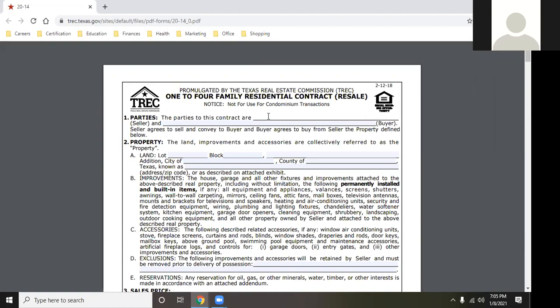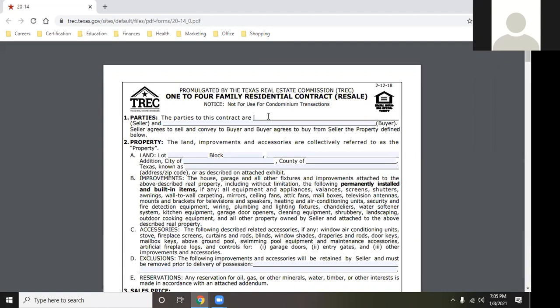Now, I will tell everybody, this is what you're going to be doing most likely the last day of class. I'm going to give you a hypothetical. You're going to fill out a contract. So I'm going to step us through one.